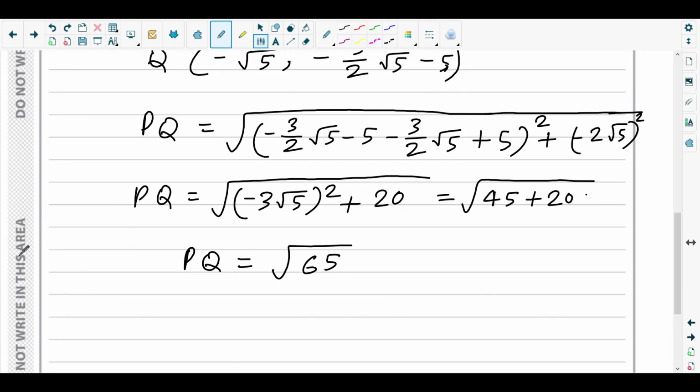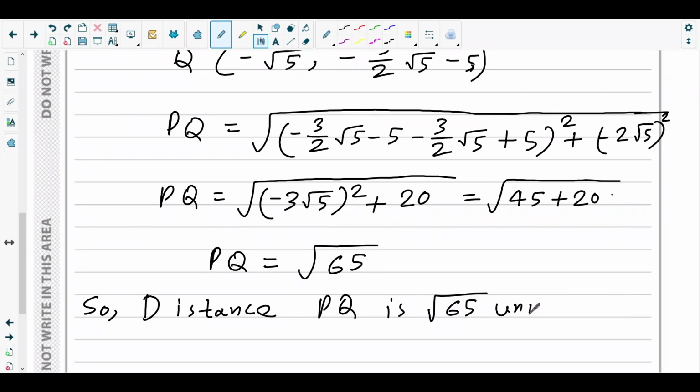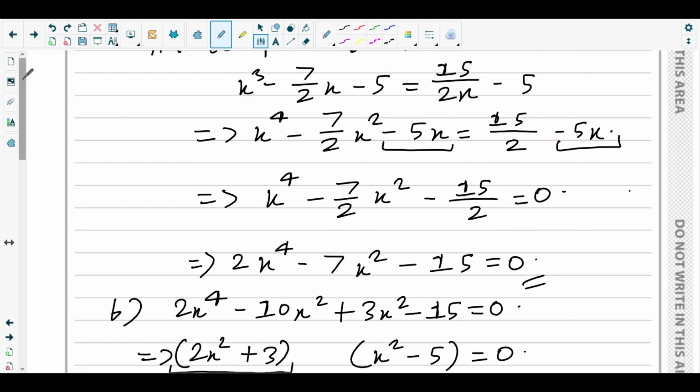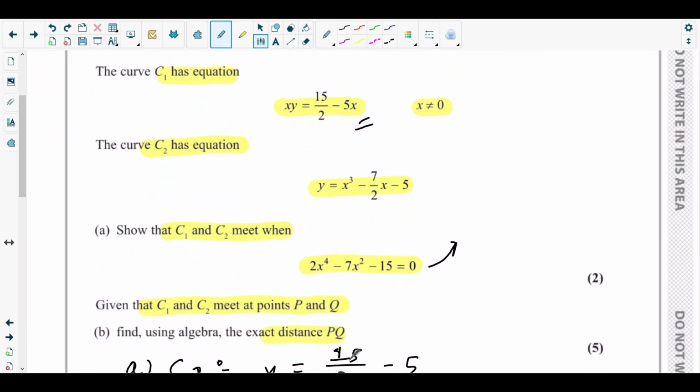So the distance PQ is square root of 65 units. That's it. That's what part B of question number 8 has asked for.